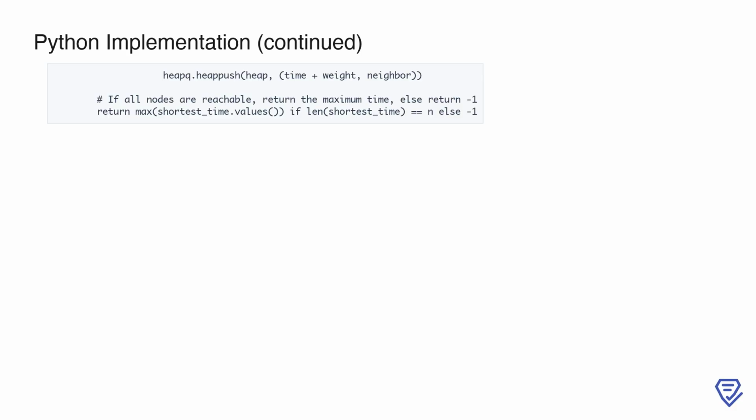After the heap is empty, meaning all reachable nodes have been processed, we check whether the shortest_time dictionary contains all n nodes. If it does, we return the maximum time recorded in shortest_time, as this represents the longest delay among the reachable nodes. If not all nodes are reachable, we return -1 to indicate that it's impossible to send a signal to every node from the starting node. This implementation ensures an efficient solution using Dijkstra's algorithm with a time complexity of O(E log V), where E is the number of edges and V is the number of nodes.